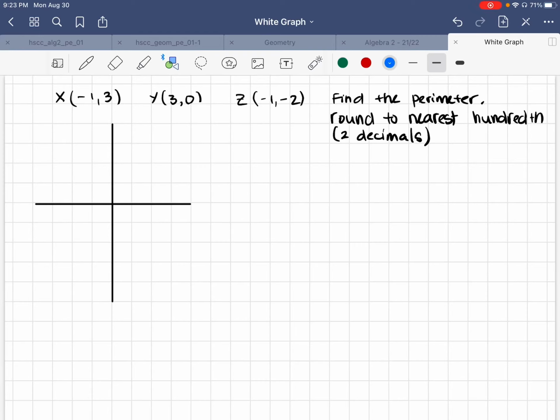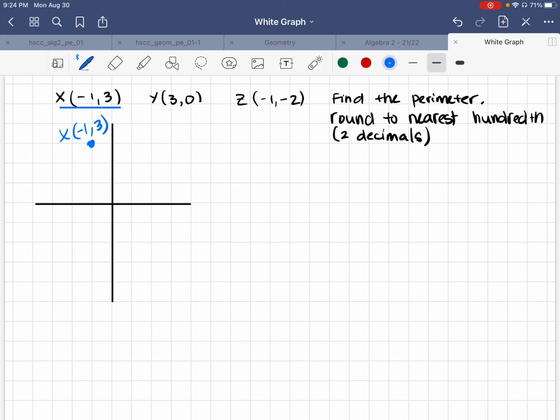All right, so you actually were doing it right. My mistake. Sorry about that. I'm going to go ahead and graph it the way you had it graphed. So we're going to start off with this point right here at negative 1 comma 3. So x is going to be located here at negative 1 comma 3. So that's where x is.